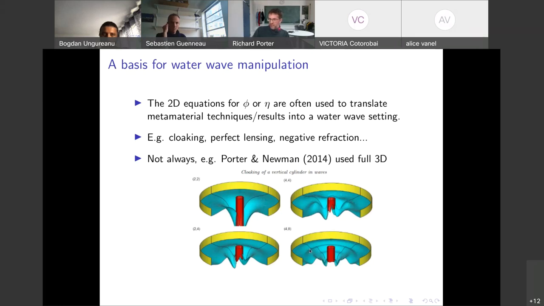These are brute force calculations where we expanded the bed geometry in some basis of functions and did some optimization to try and reduce the total scattered field. So this isn't doing anything particularly clever. This was just doing some kind of brute force optimization to try and cloak the cylinder and produce zero diffracted waves from the cylinder. But it worked, and it got me very interested in this whole subject.